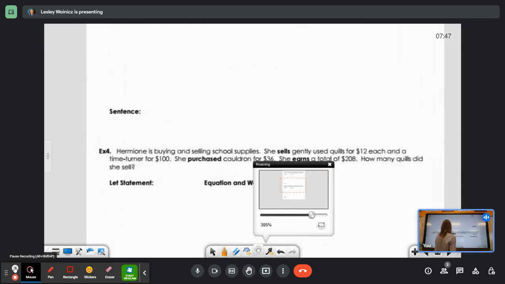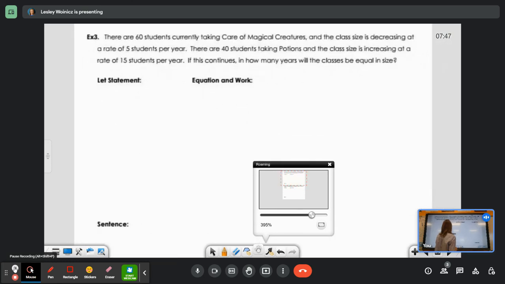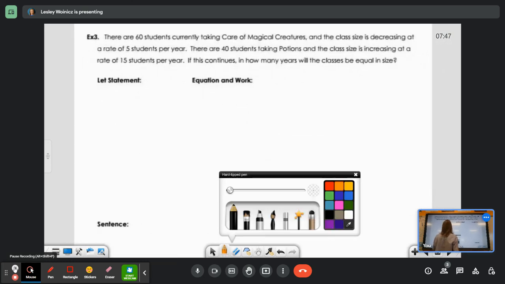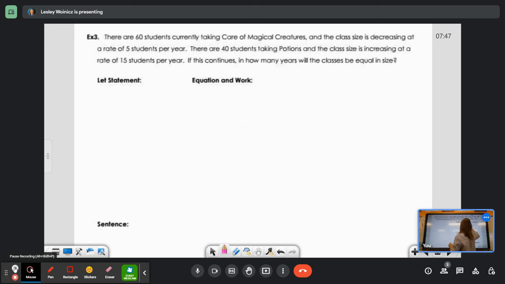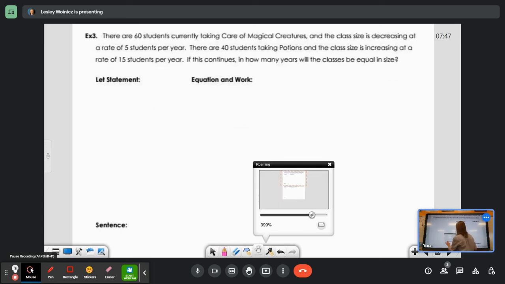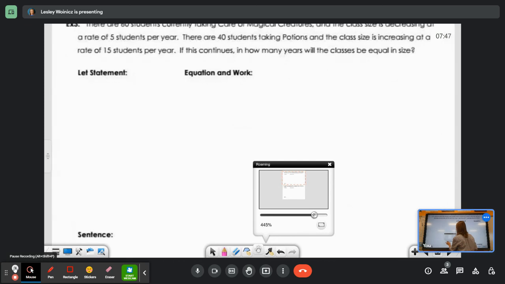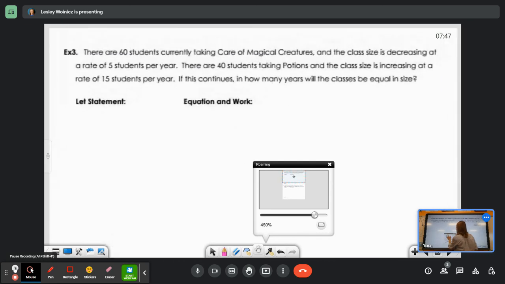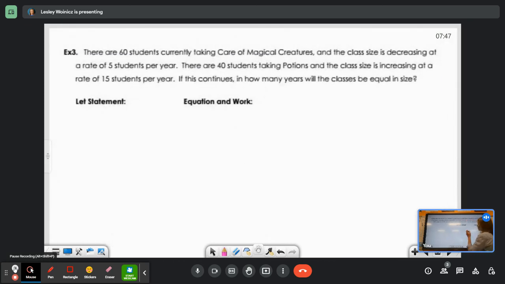All right, guys, now we are going to set up and solve. We're going to do the whole shebang. We have 60 students currently enrolled in care of magical creatures, and the class size is decreasing at a rate of 5 students per year. We have 40 students taking potions, and the class size is increasing at a rate of 15 students per year. Okay, that was a lot already.